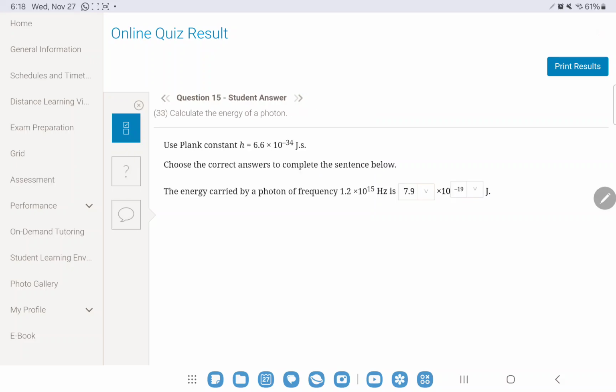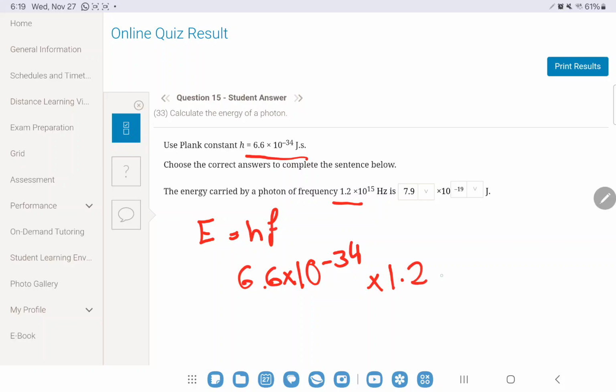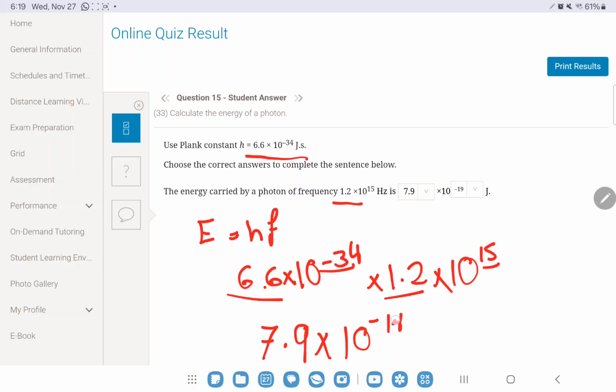Here we do what we said. E, energy, equals h times frequency. h is a constant. It's this number always, unless they give it to you rounded more, times the frequency. Do it in your calculator. 6.6 times 10 to the power of negative 34, times 1.2 times 10 to the 15, is 7.9 times 10 to the negative 19. And that's it.